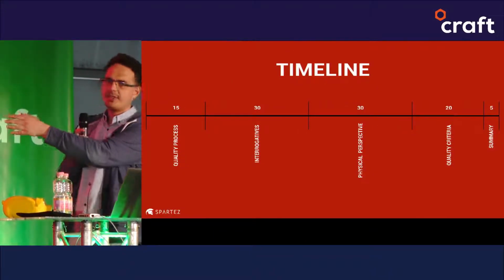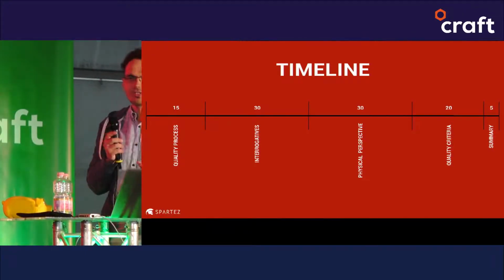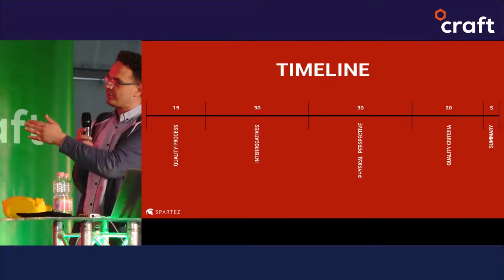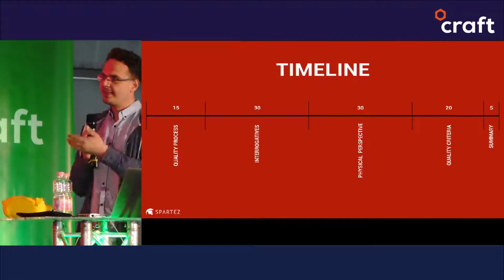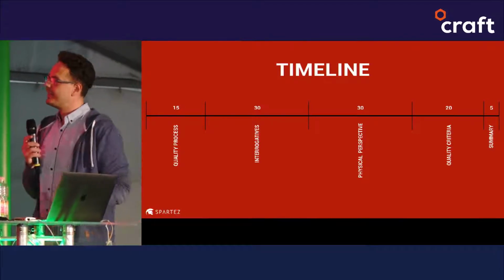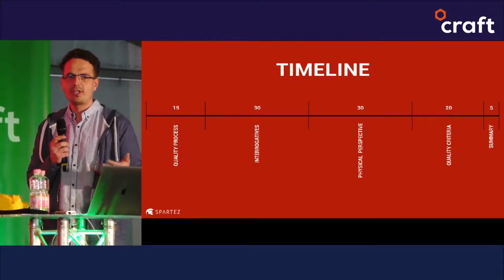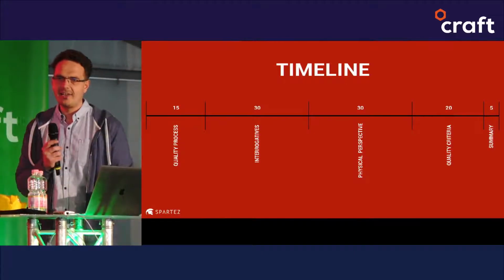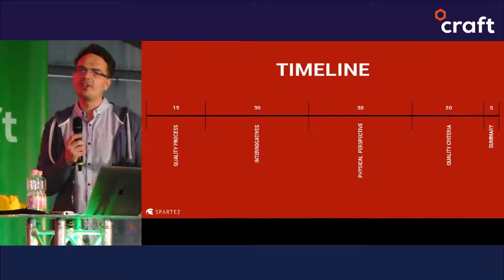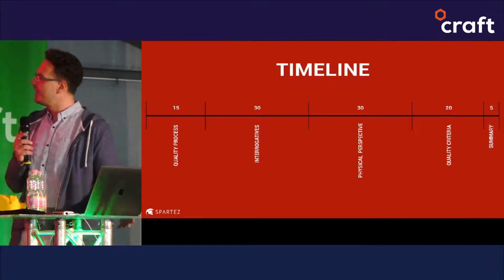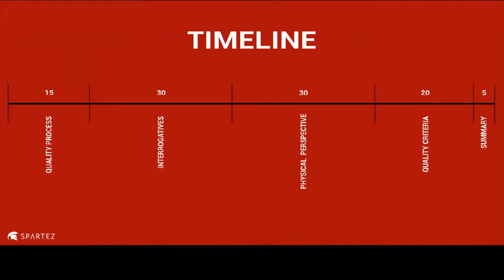So the first 15 minutes, and this is basically now, I'm going to spend just discussing the quality process. Then we are going to have the first exercise that you are going to do together in your groups, and this is basically the interrogation of a feature. Then the next 30 minutes will be spent on doing one of the perspectives that we can do for a feature. We call that the physical perspective. I'm also going to mention other perspectives that you can use, but we will not have time to go through them. And we will have 20 minutes to go through quality criteria and 5 minutes to do the summary.